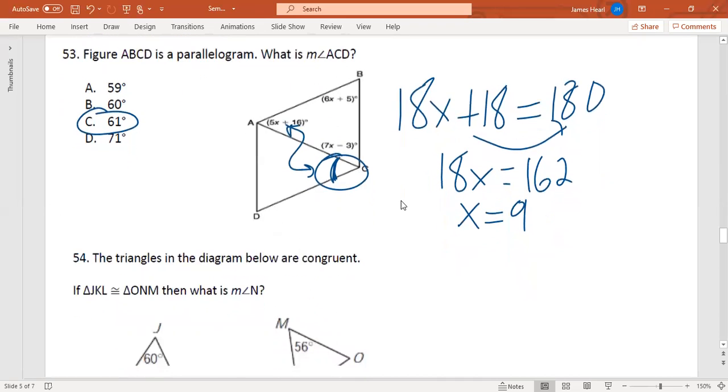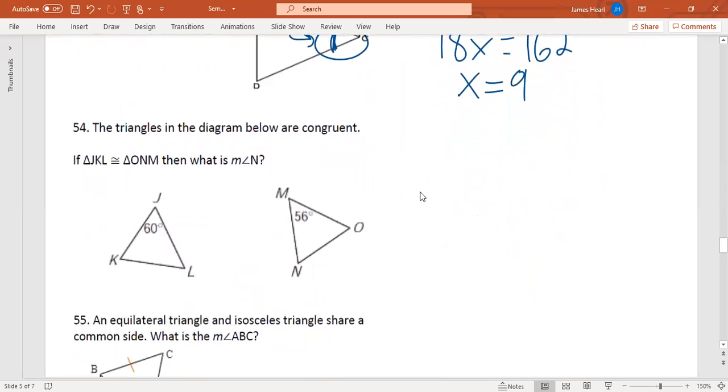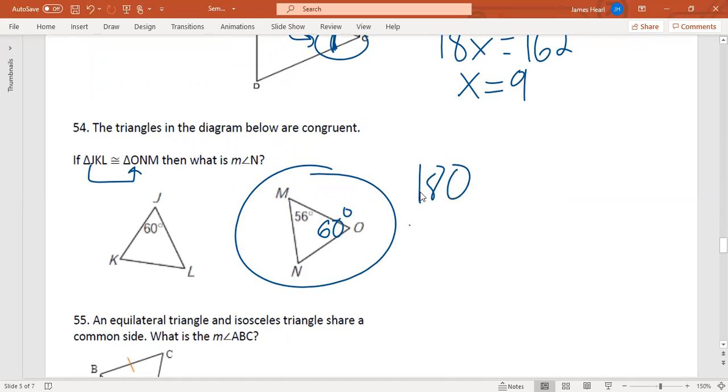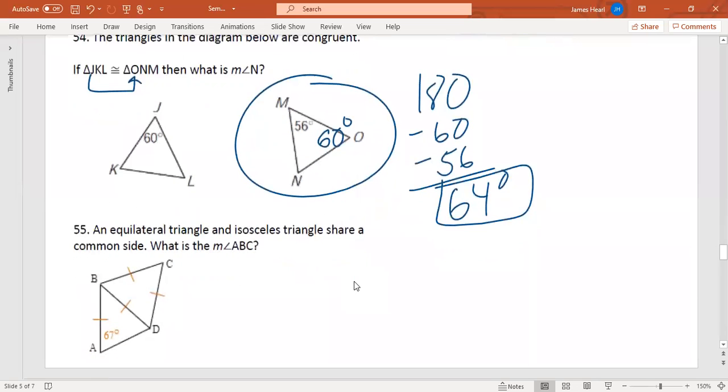For 54, we're told that these two triangles are congruent and asked to figure out the measurement of angle N. So let's use the congruency sentence. J, being the first letter, has to match up to O. So I can move this 60 over to here for angle O, at which point now I can go solve this triangle problem. 180 minus the 60 and minus the 56 leaves me with 64 degrees for the measurement of angle N.